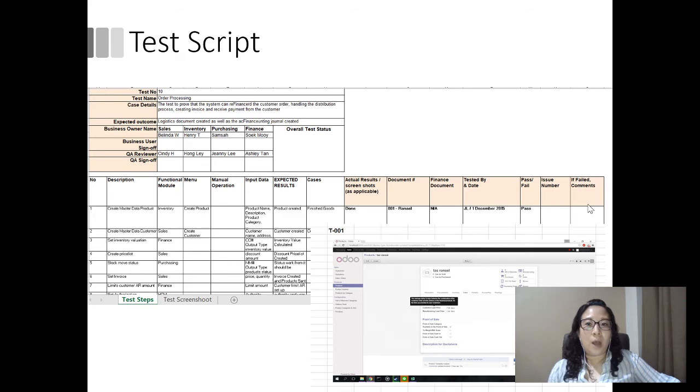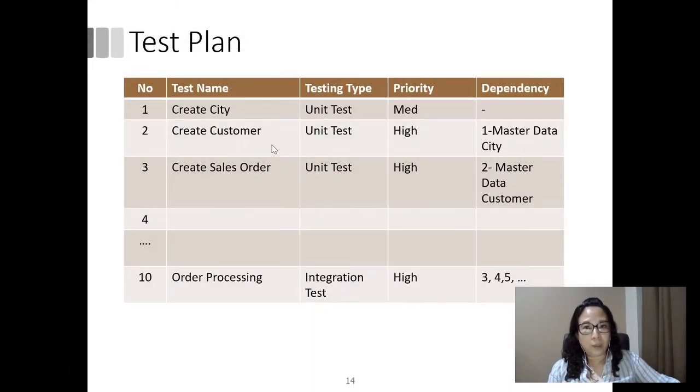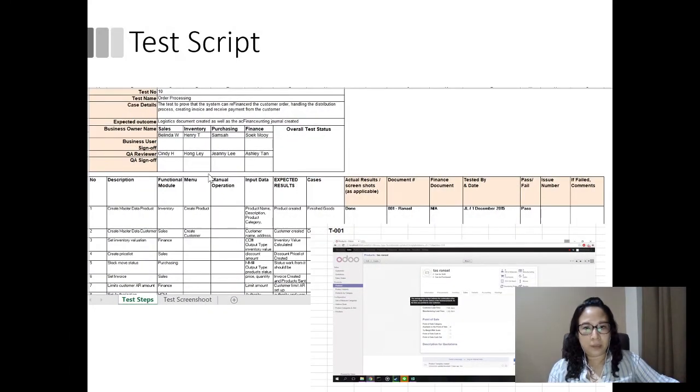Okay, so I want you later to create the test script only for the integration testing. If we check here in the test plan, you will define the whole unit testing and the integration testing, but for the test script you only need to create it for the integration testing. I'll give you the details of the Excel later, then you can use the template from my Excel.